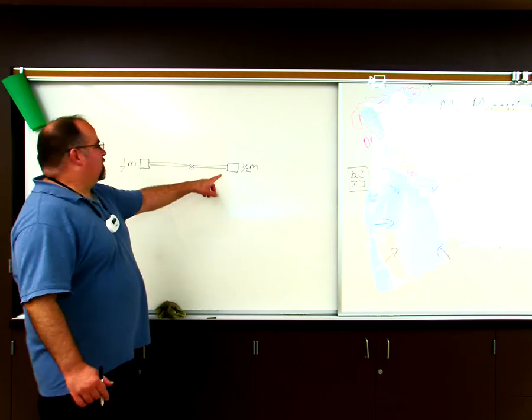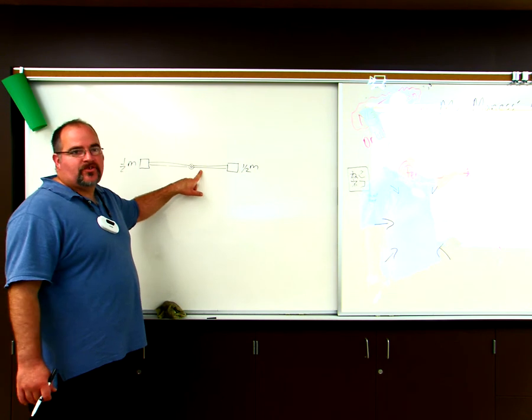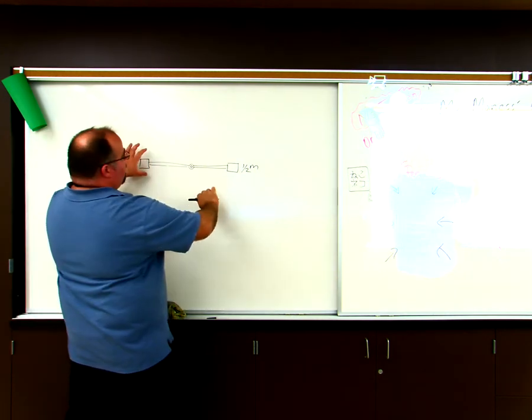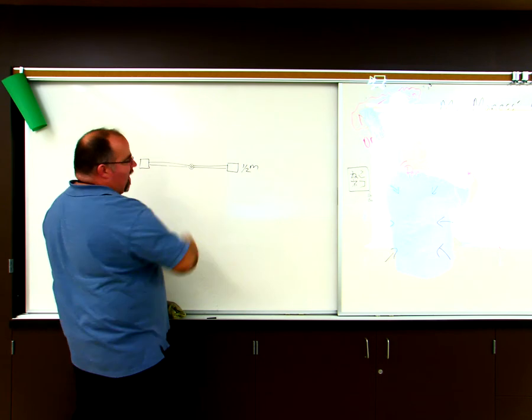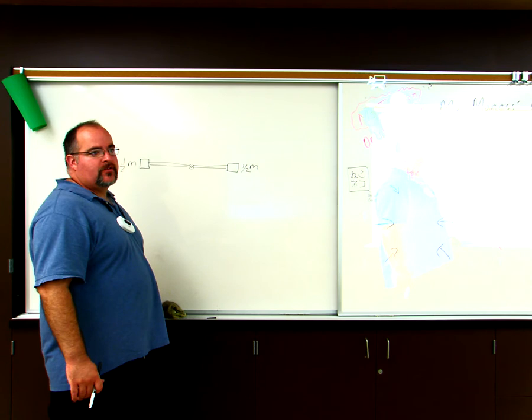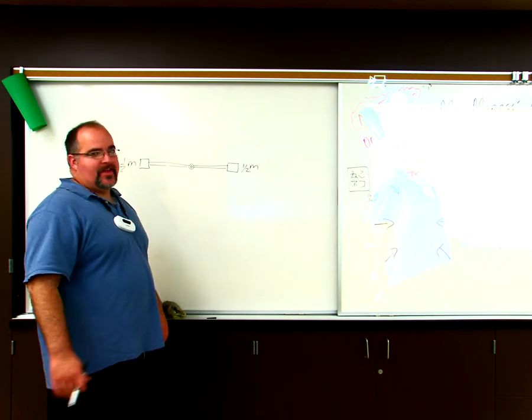Because if I double the mass, wouldn't this thing be harder to turn? Yeah, if you made this 10 kilograms and 10 kilograms instead of a half a kilogram, it's going to be a lot harder to turn. I'm just using a generic mass.